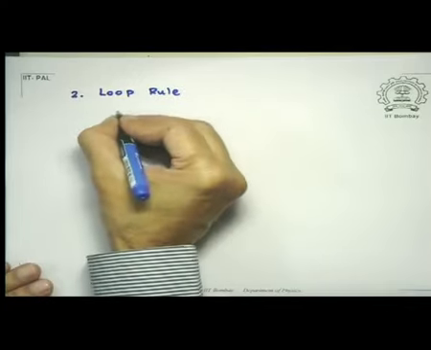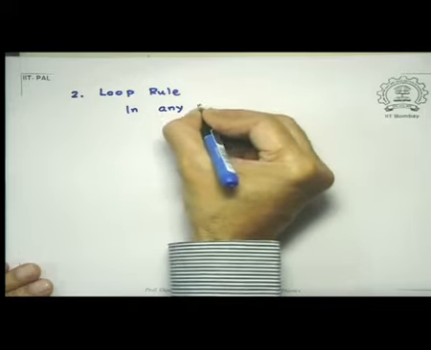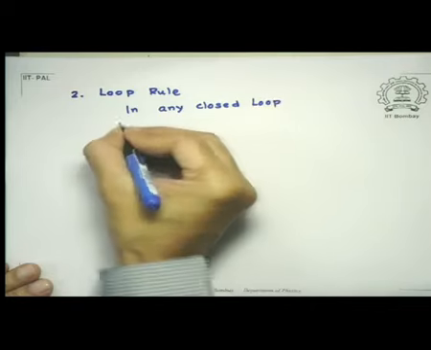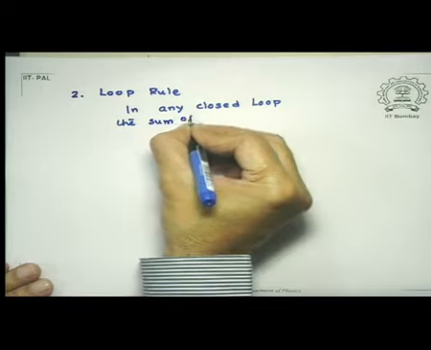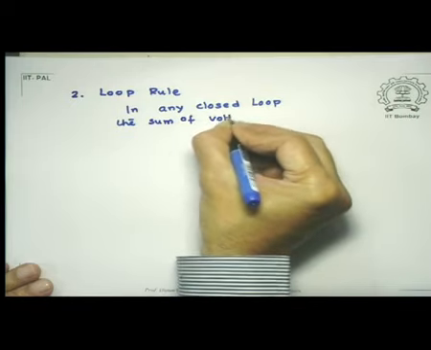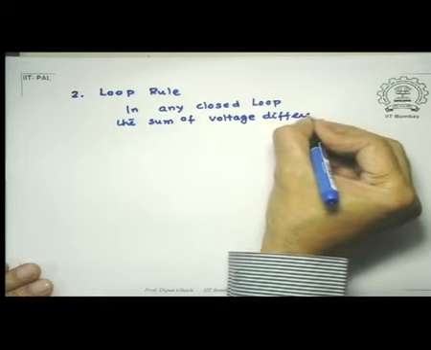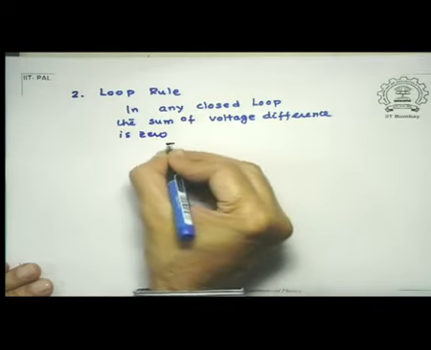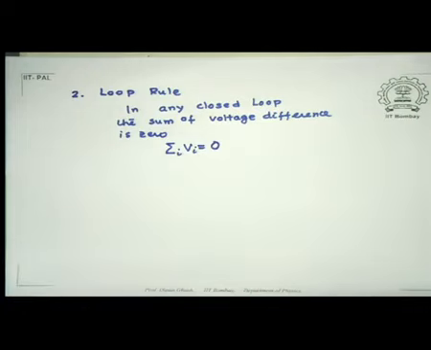This says in any loop, any closed loop, the sum of voltage differences is 0. That is, sum over i of Vi equals 0. Remember, we have been talking about this for a very long time.